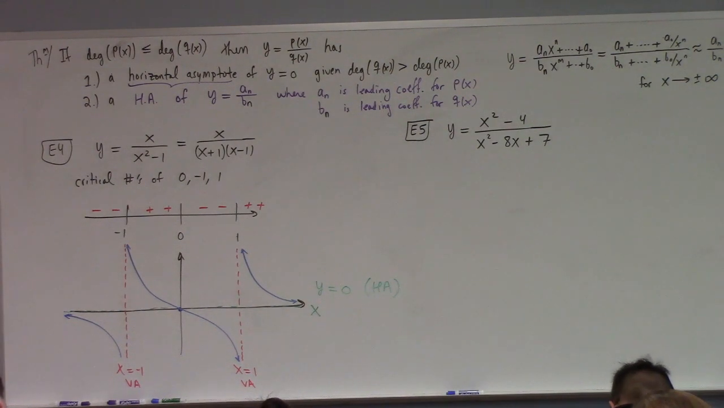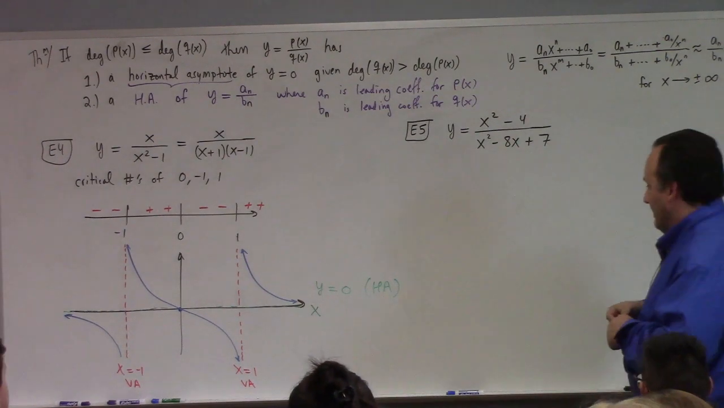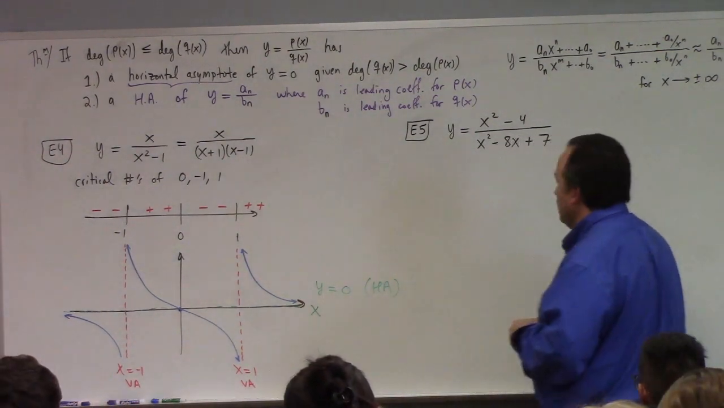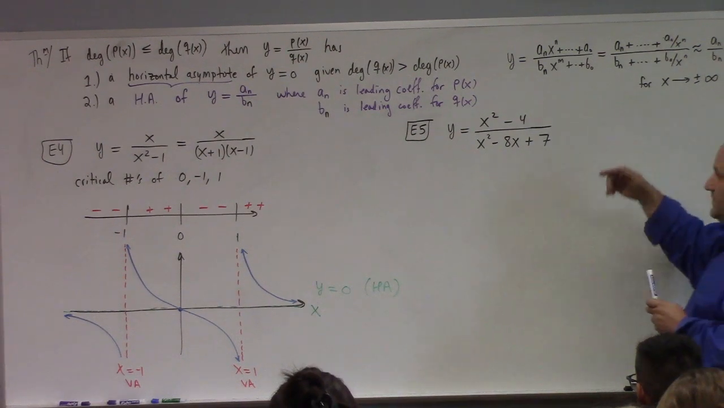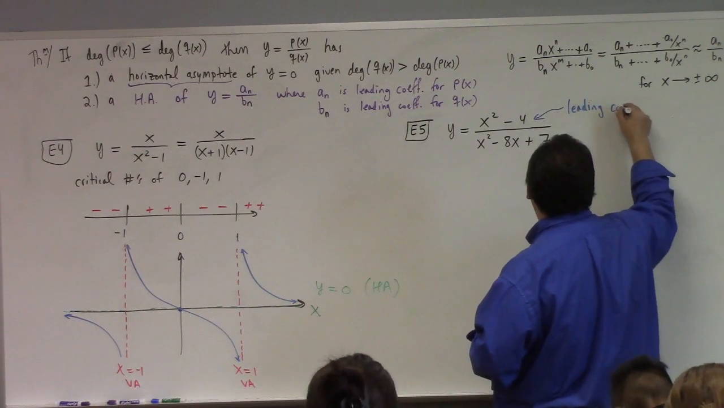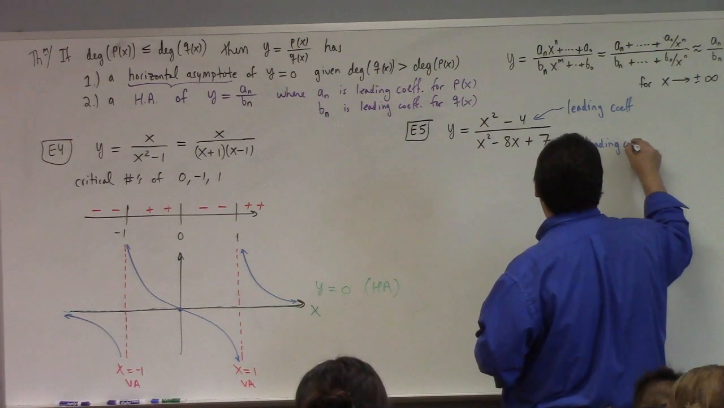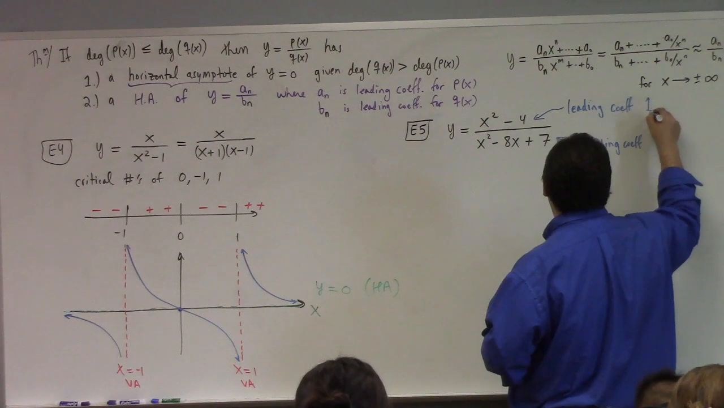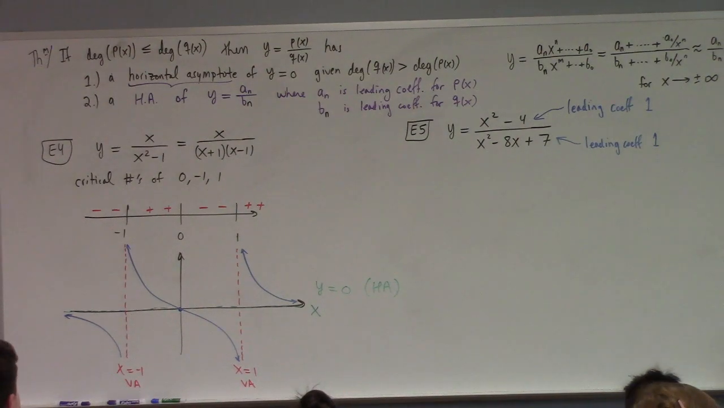Now this one, I'll just tell you right off the bat, what's the horizontal asymptote going to be? X squared. No. We're in case 2, right? The degree of the leading coefficient, what's the leading coefficient here? -4. Nope. Leading coefficient is 1, and leading coefficient here is also 1. It's extremely silly.